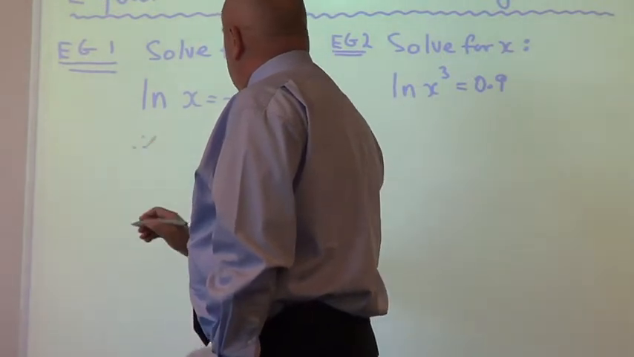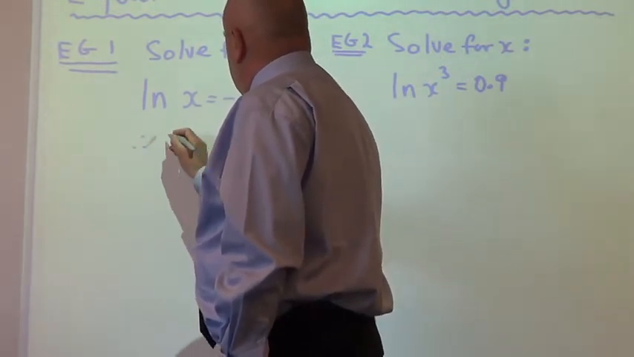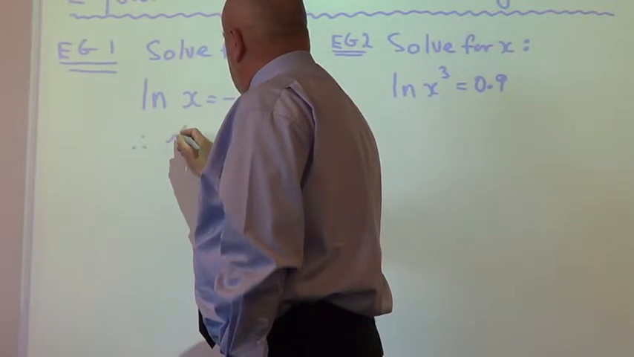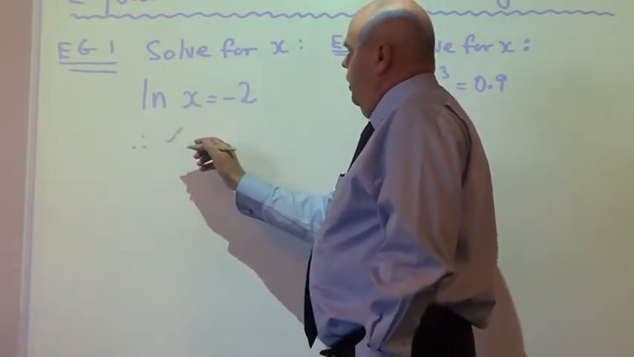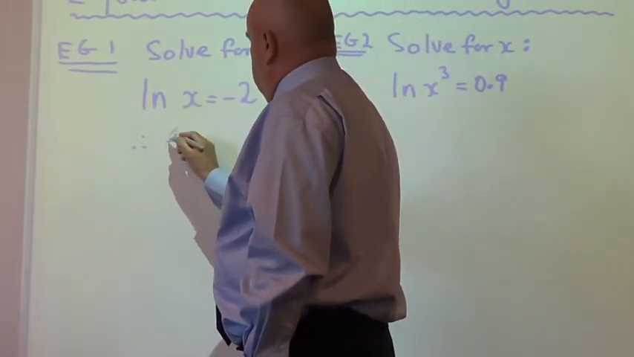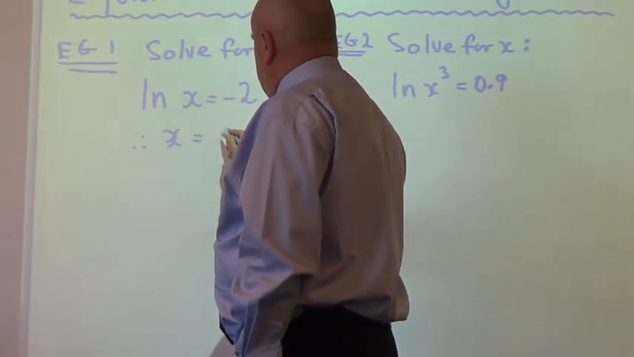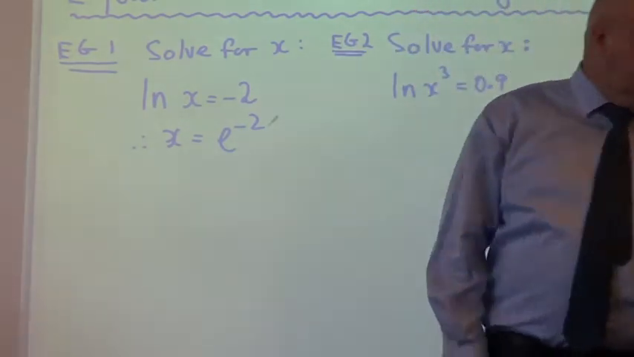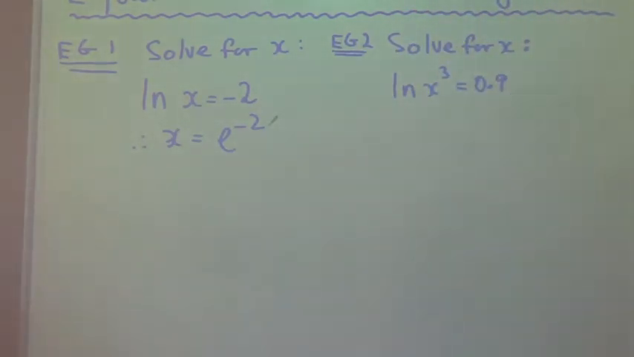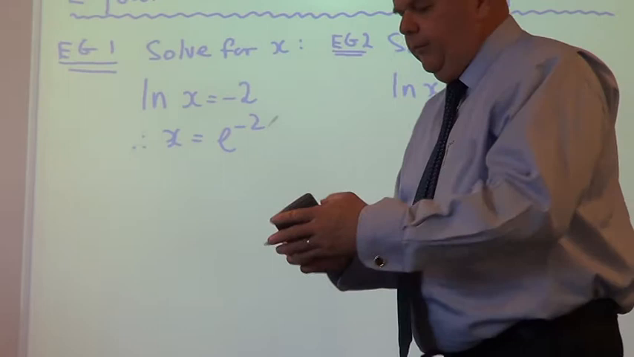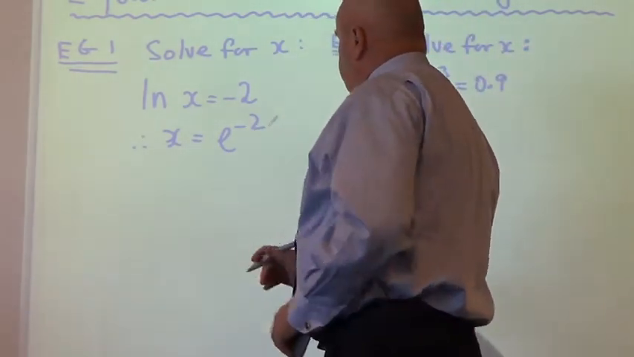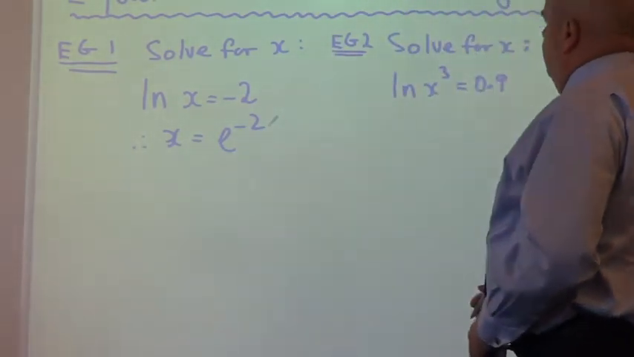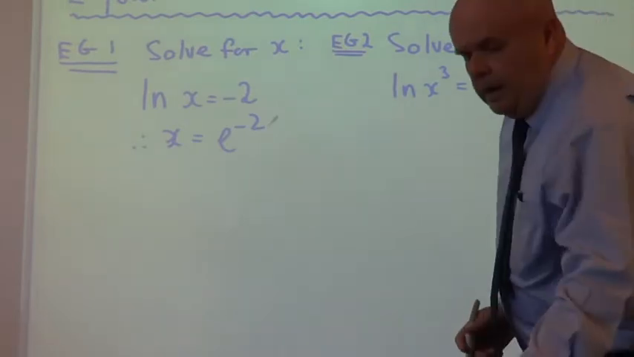So here we would say, exponentiating both sides, simply we remove the ln. So that's going to equal e to the power of -2. And we go to our calculator and discover that e to the power of -2 is some number. Perhaps someone can do that for me and I'll write it in a little while.